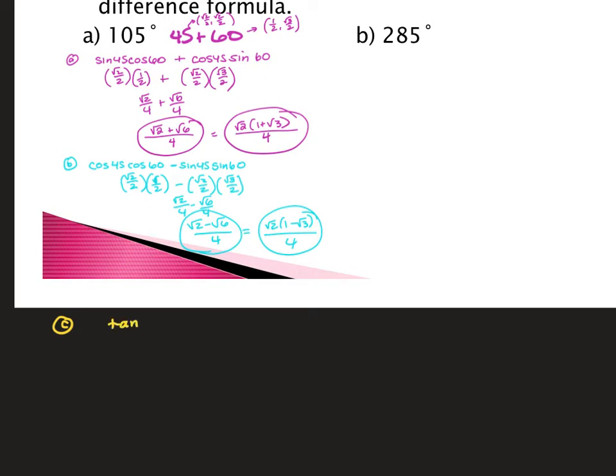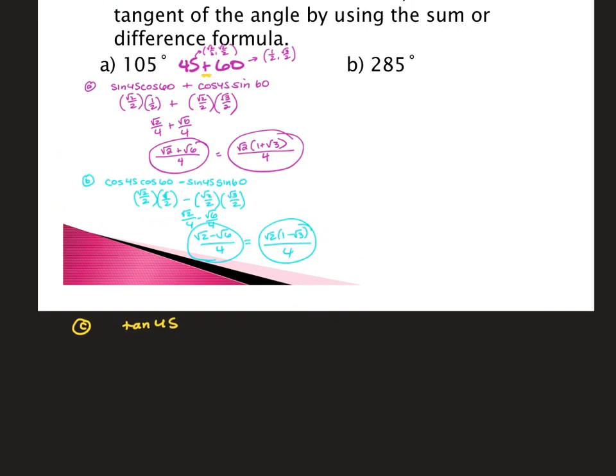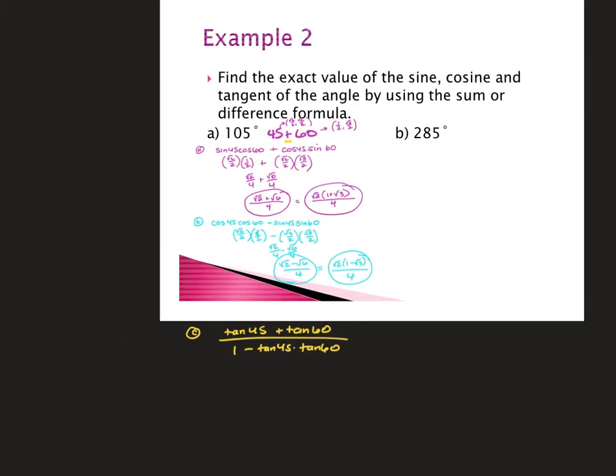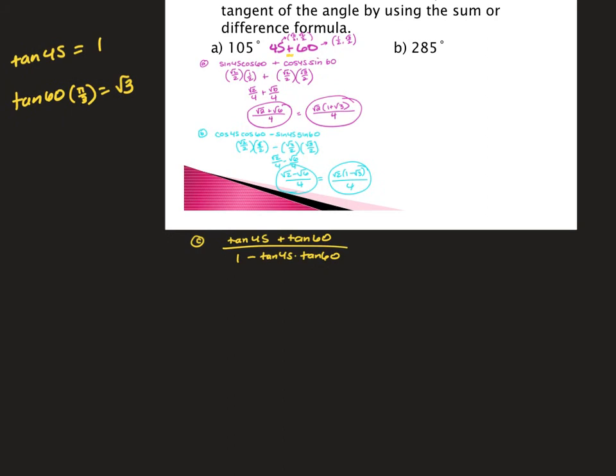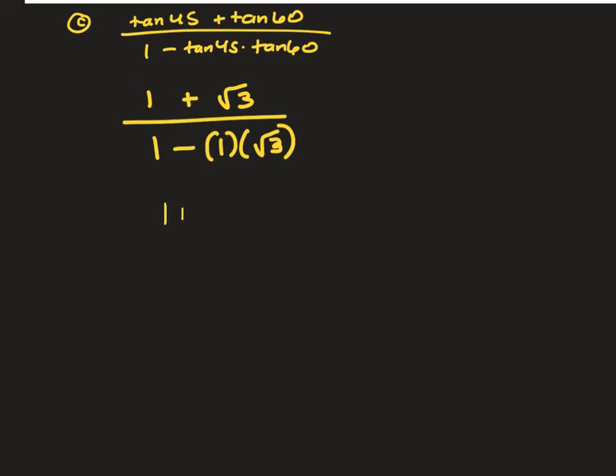So this would be tangent of the first. Keep the sign the same as what we've got here. So plus tangent of the second over 1. Change the sign so it's minus tangent of the first times tangent of the second. So this is where it's important to also know your tangents, right? The tan at 45 equals 1. The tan at 60, which is your sine over cosine, is root 3. Then I plug it in. 1 plus root 3 over 1 minus 1 times root 3. 1 plus root 3 over 1 minus root 3.